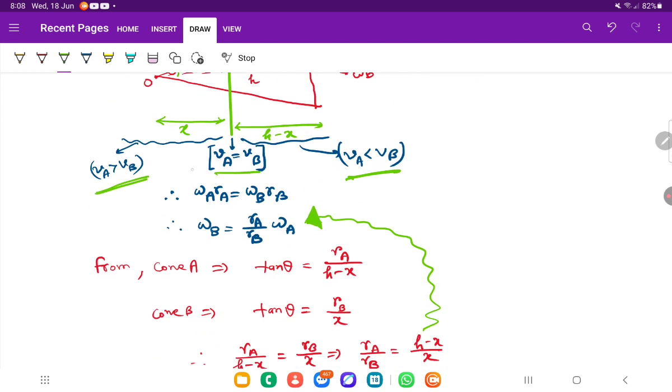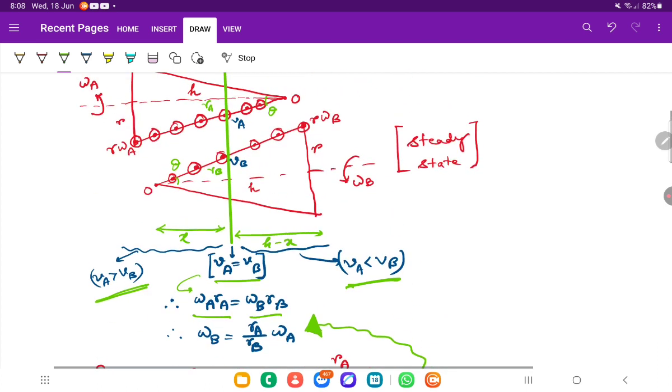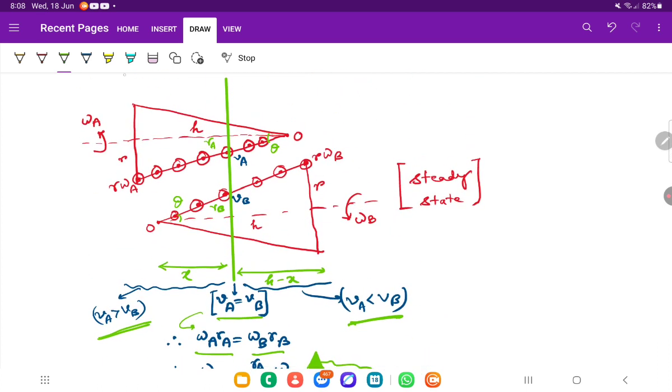So VA equals VB obviously implies that omega A into RA equals omega B into RB. Let me clarify that I have picked up this length as RA and this much length as RB. Basically RA plus RB is smaller, right? Because these two are in contact, there is no gap. I have already said in real practice; this is just for better understanding.